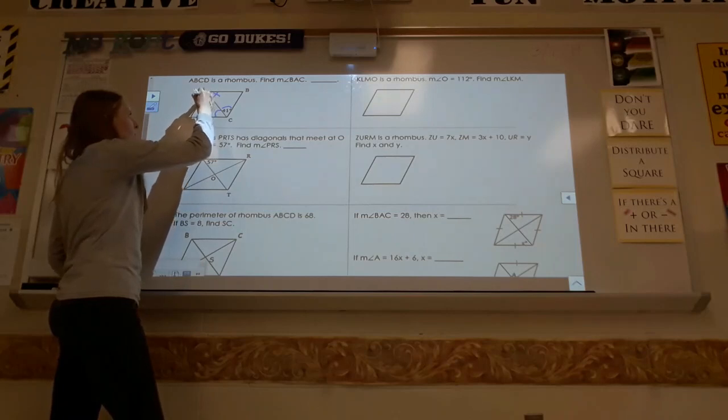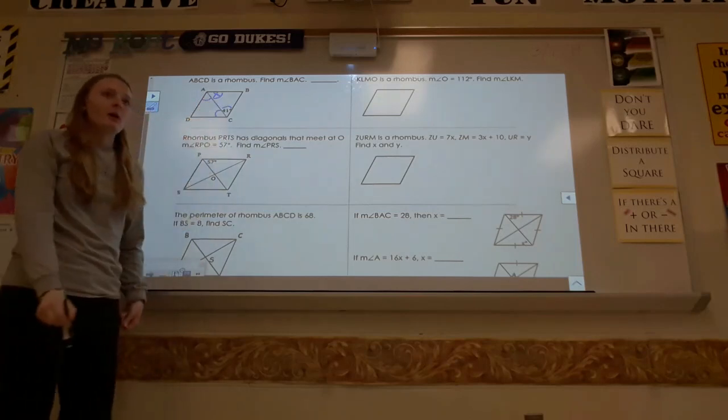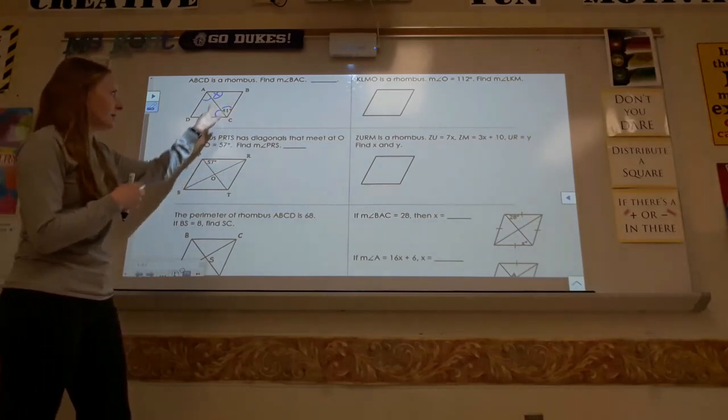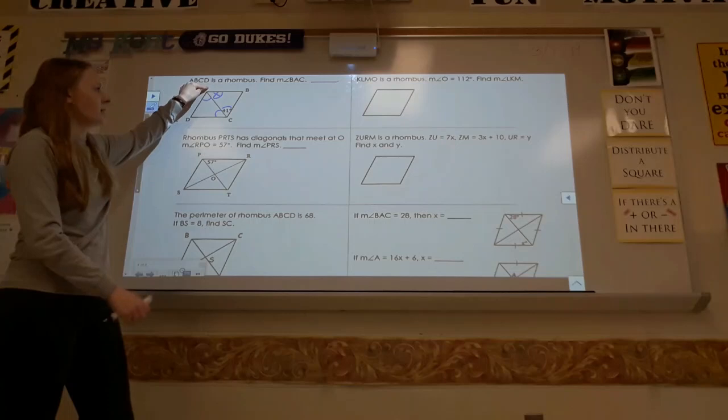Let me draw that a little bit bigger. Okay, but I also know, together with the idea of the full angles being congruent, I know that this full angle C is congruent to this full angle A.